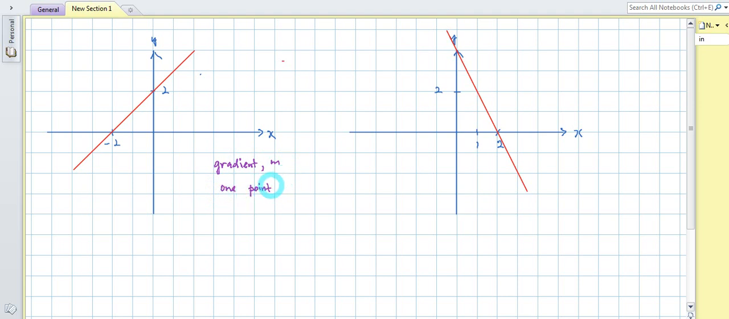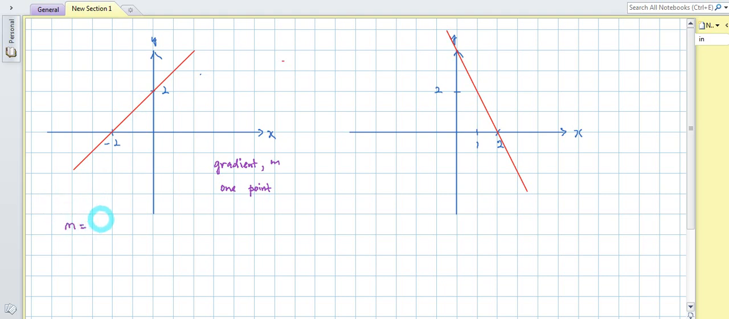The point that you use to find the equation must fall on the straight line that you are looking for. For example, if I want to find the equation for this straight line, always remember two things: gradient, one point. So now I have 2 points here. So the gradient, what is the gradient?